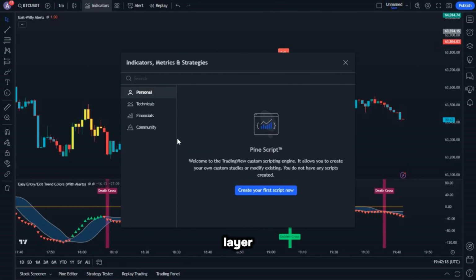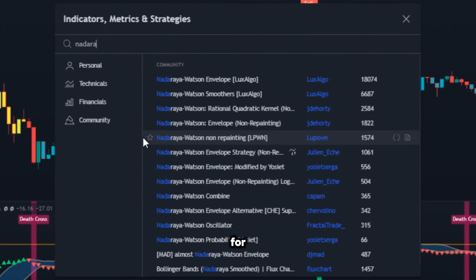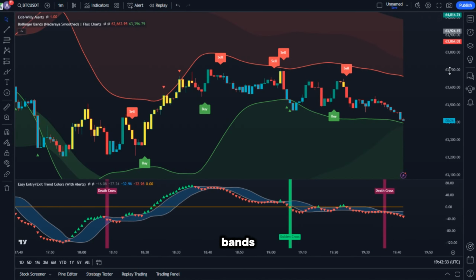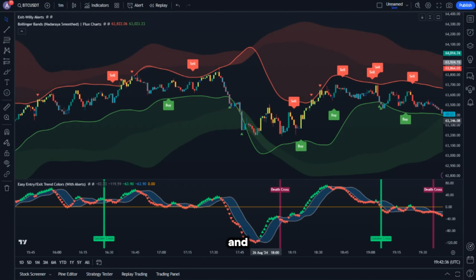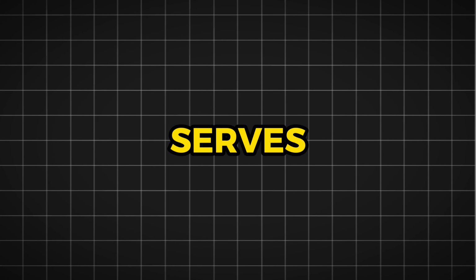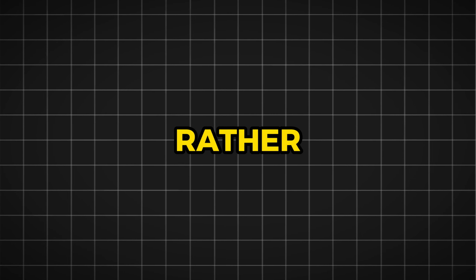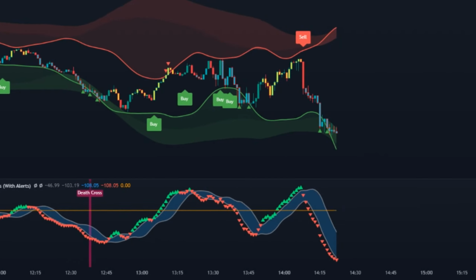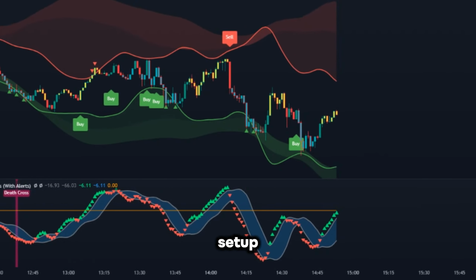Prepare for an additional layer of confirmation by searching for the Nataria Smoothed Bollinger Bands in TradingView. This indicator refines the classic Bollinger Bands, making them smoother and helping to identify potential breakouts more clearly. Keep in mind that this serves as an additional filter rather than a definitive solution. Our primary entry signals remain the focus. Next, we will demonstrate live trades to showcase this setup in action.